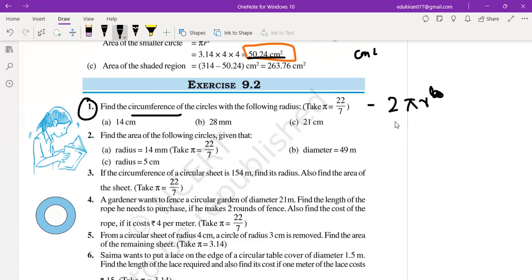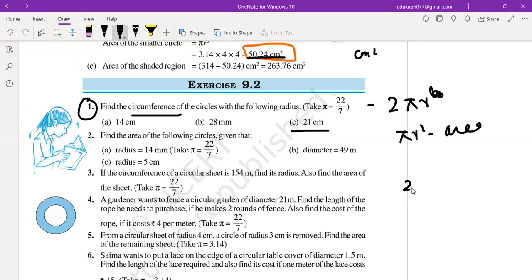2 pi r for circumference, pi r square for area. Okay, now I get it. Do the C1 first. Ma'am, I got something listed in the B1. B1, what you got? B1 is 176.